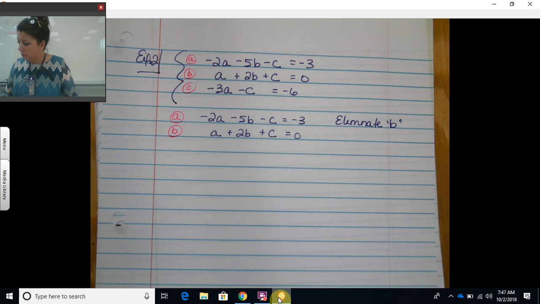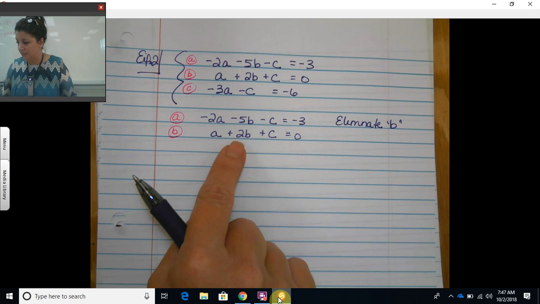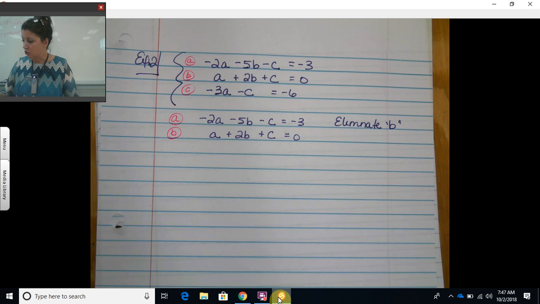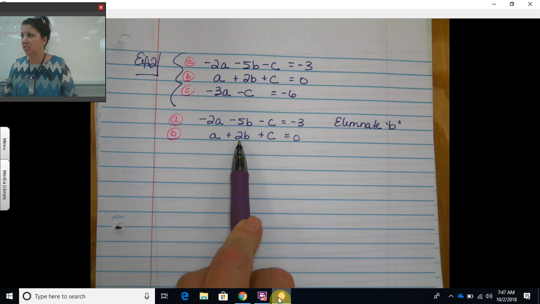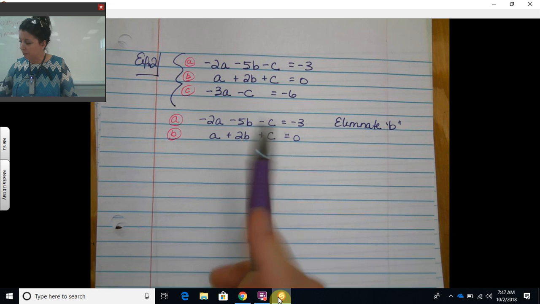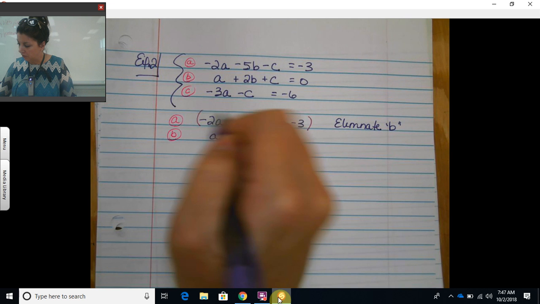So if I want to eliminate my B's, are they going to cancel automatically? Can I multiply just one equation by some number? No, I'm going to have to multiply both, right? So what can we turn the B terms into? 10. Negative 10B and positive 10B. Does everybody understand that? So the top equation I would multiply by what? 2. And the bottom equation I would multiply by 5.